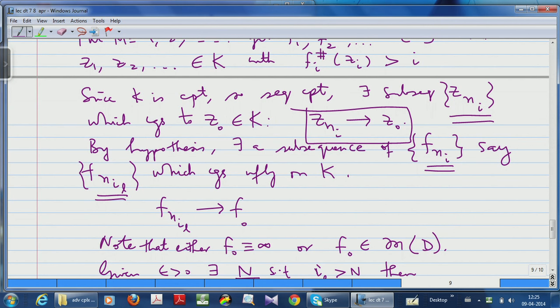And therefore, if you give me any function f in the family, by continuity f of z_{n_i} will go to f of z_0. But the point is, if I had taken f_{n_i}, what will happen if you take the original sequence of functions f_1, f_2, and so on, and take f_i and evaluate it at z_i? Not the function, but I mean the spherical derivative, then it's greater than i. So if I take this f_{n_i} and take its spherical derivative and then evaluate at z_{n_i}, I'm going to get something that is greater than n_i.